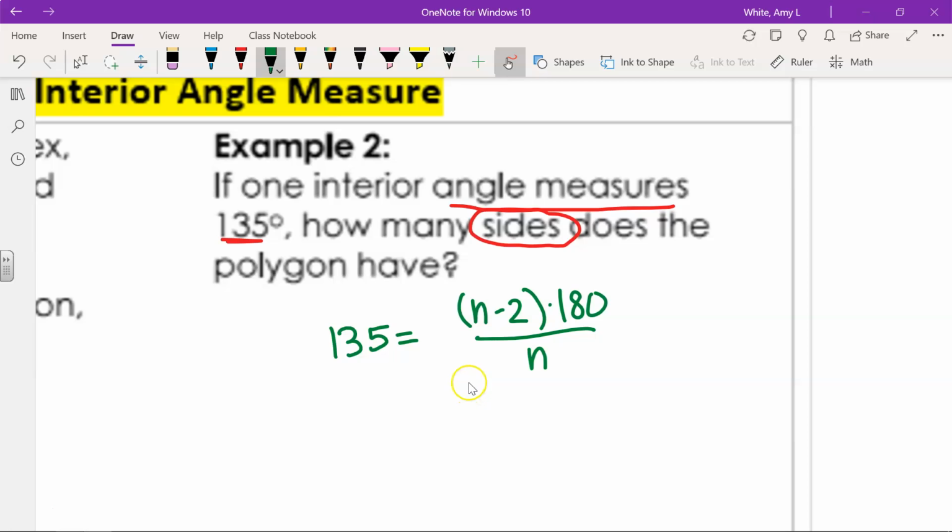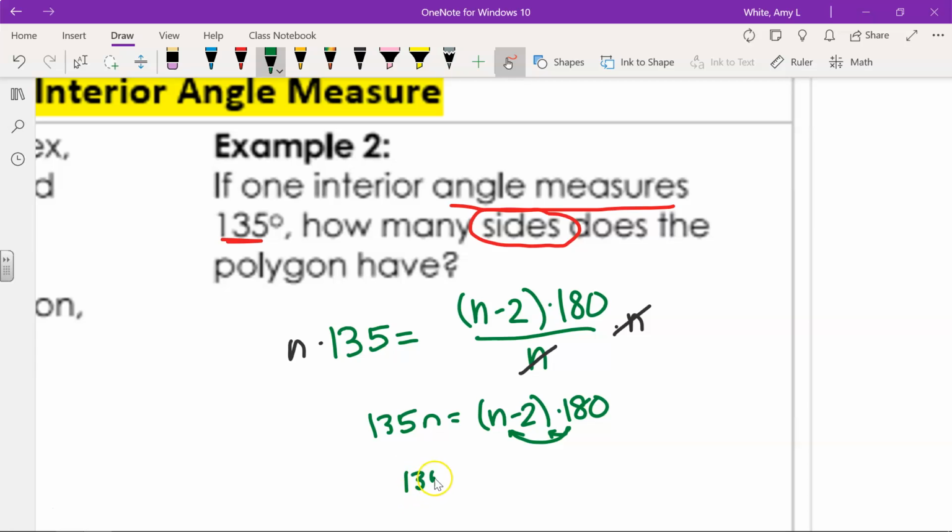This is going to require a little bit of algebra. I'm going to start by getting this n out of the denominator by multiplying both sides by n. So these will cancel out, and we end up with 135n equals n minus 2 times 180. And then I could distribute n to both terms, or distribute 180 into these parentheses. So I get 135n equals 180n minus 360.